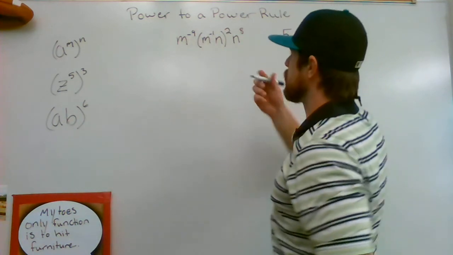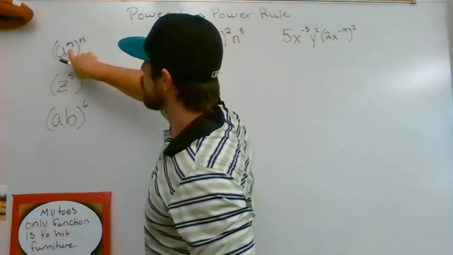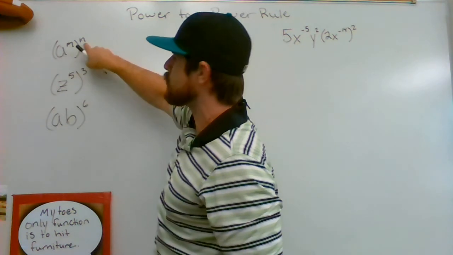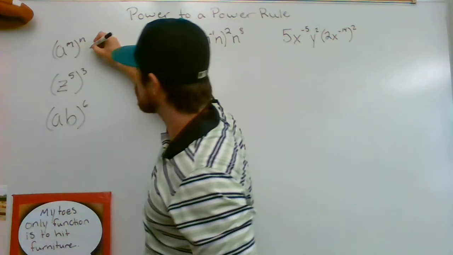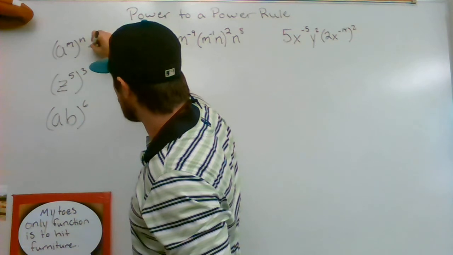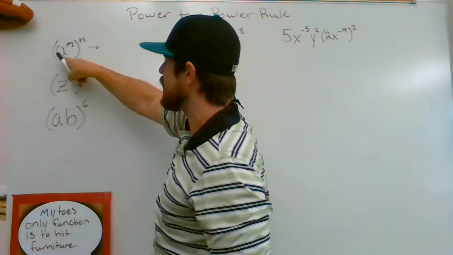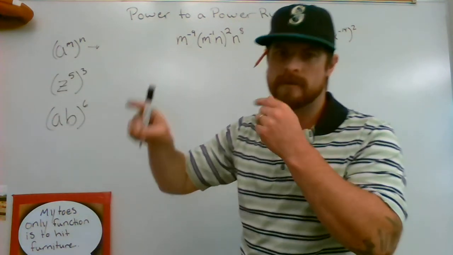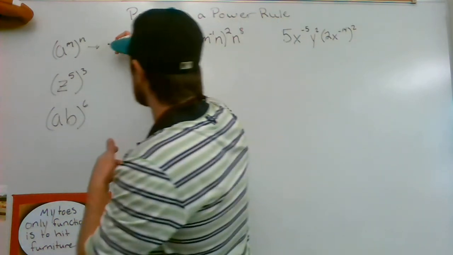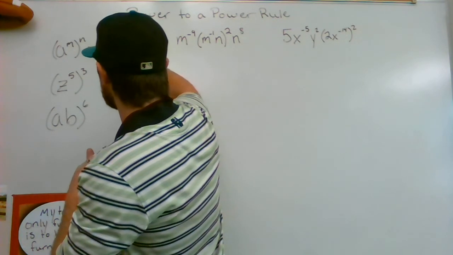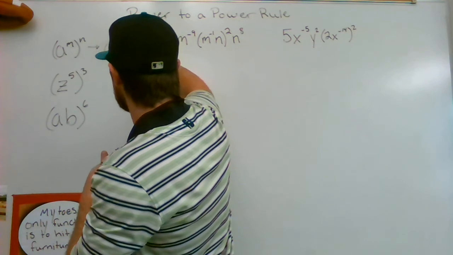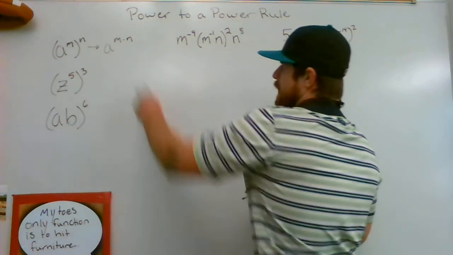So what is the power to power rule? Power to power rule means if you have one exponent and you're raising it to another exponent, you are just going to multiply your exponents. So a to the m power, all to the power of n, would be a to the m times n. You multiply these two values.